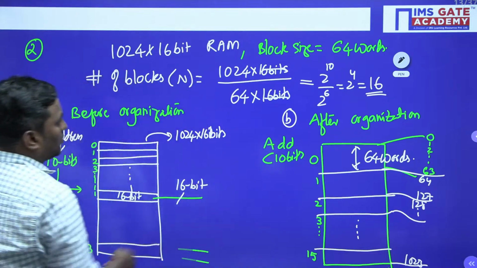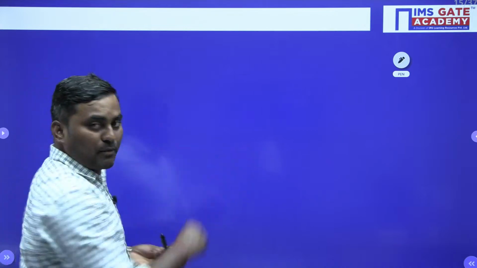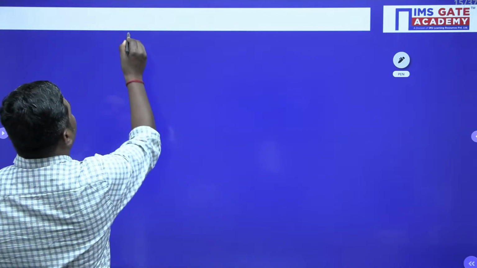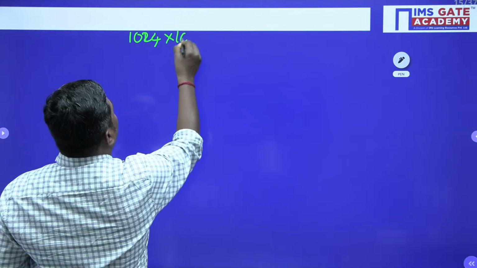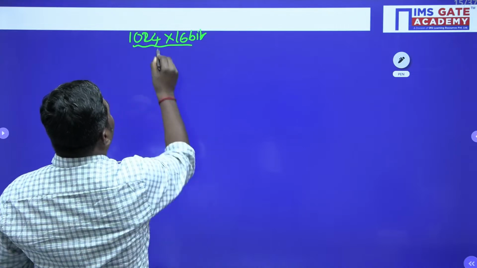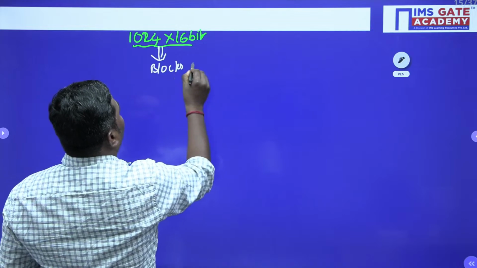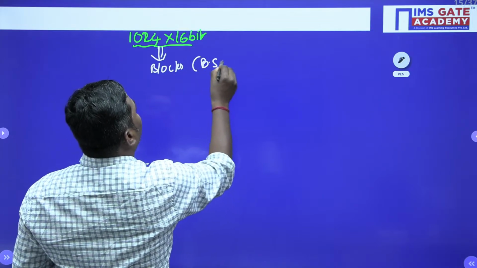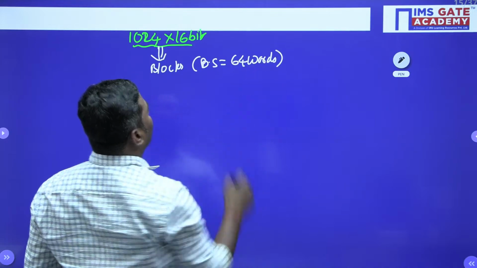Suppose I ask one question here. Take this memory of 1024 words, with 16 bits per word. We made it into blocks. What block size have I taken? The block size is 64 words. It is a word addressable memory, and 64 words are there.